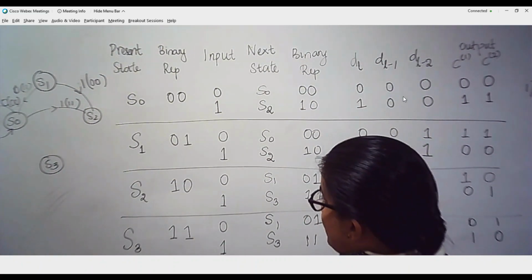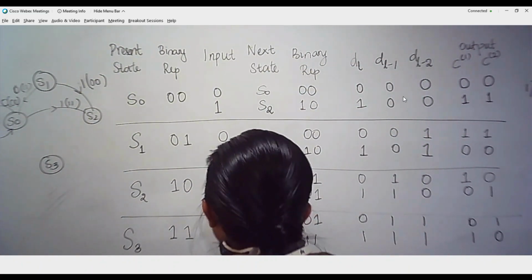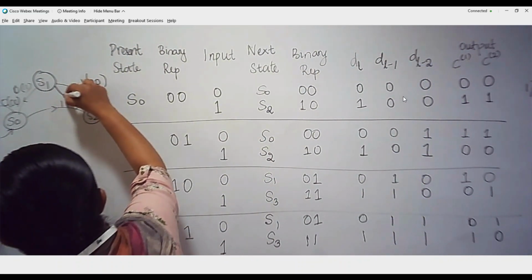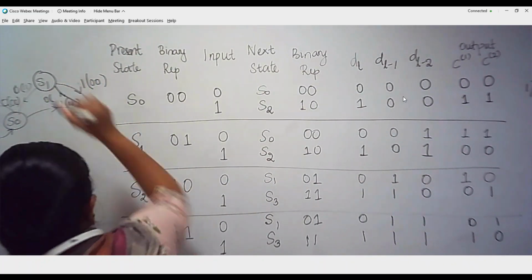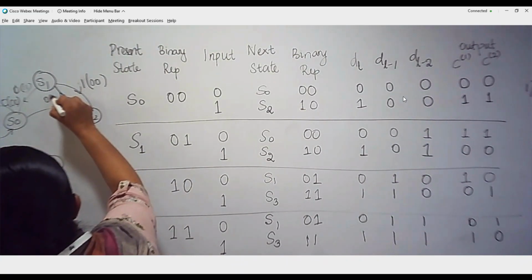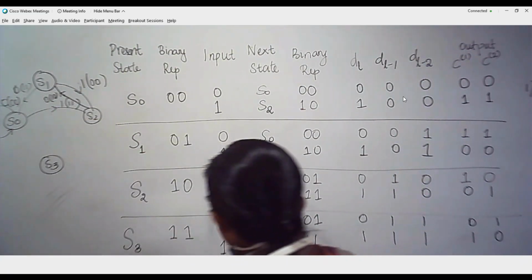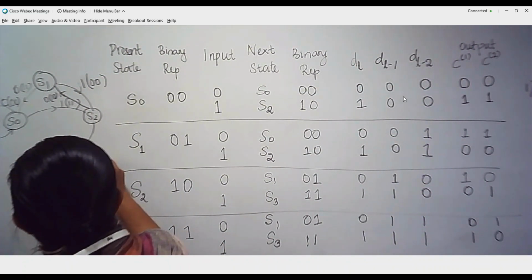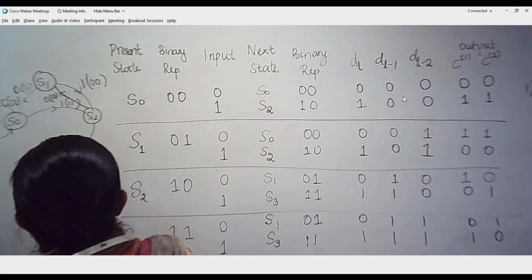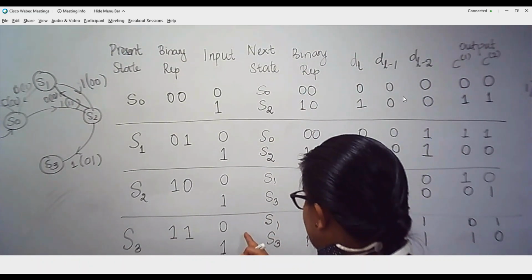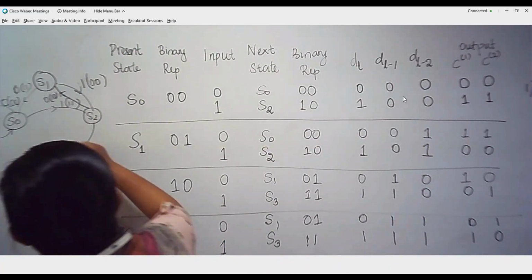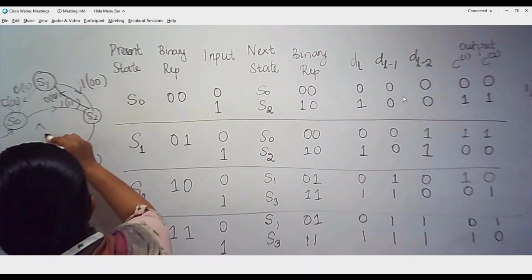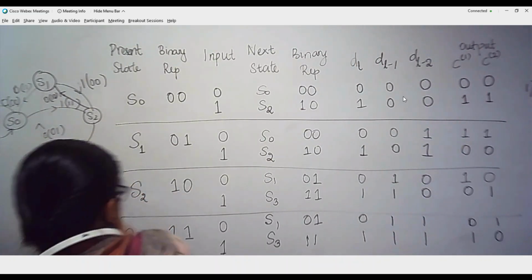Then coming to S2, if the input is 0, then the transition will happen to S1 with the output 1, 0. This is the transition. If the input is 1, it will go to S3 with the output 0, 1. Then coming to S3, if the input is 0, then it will go to S1 with the output 0, 1.